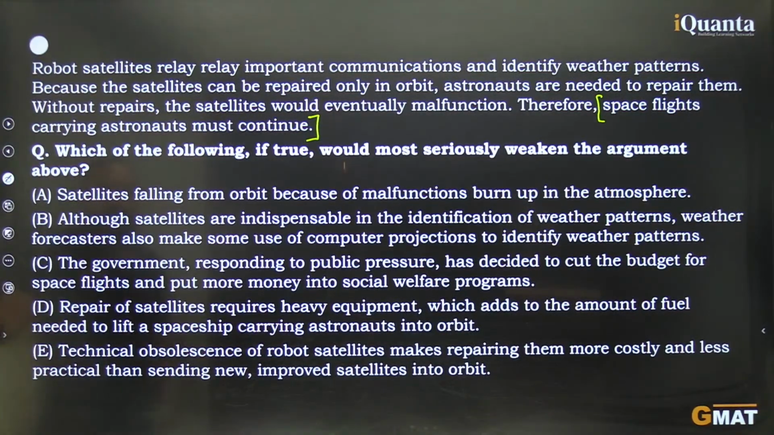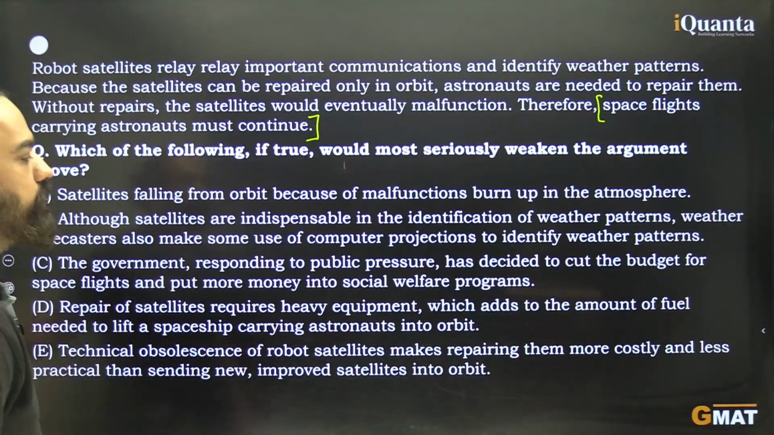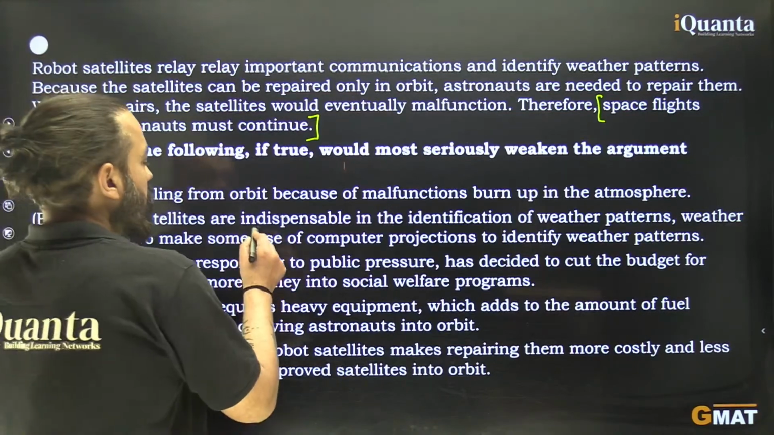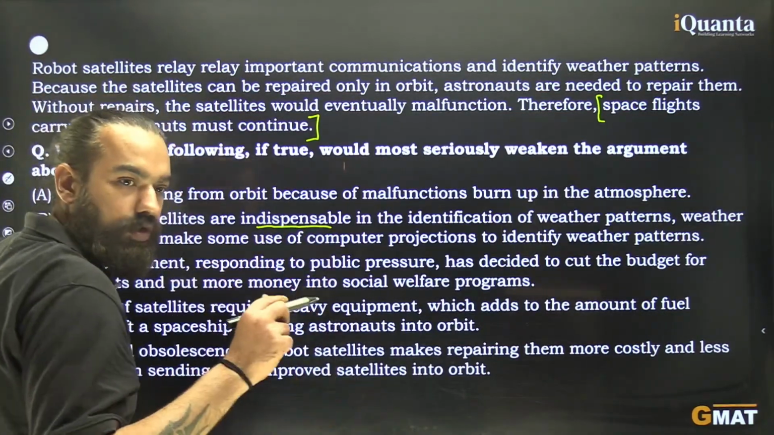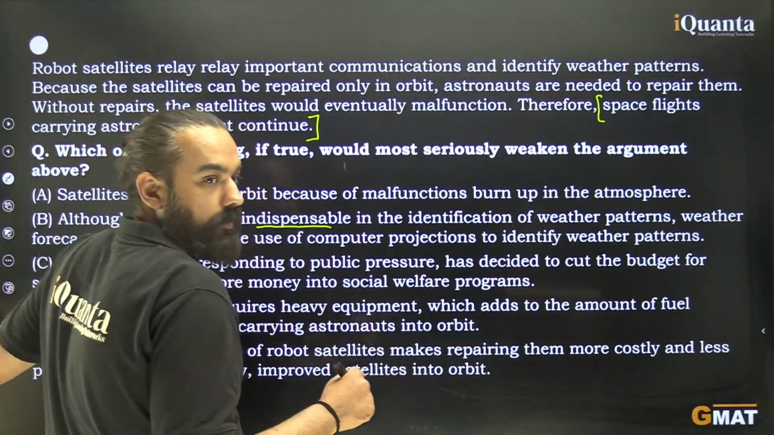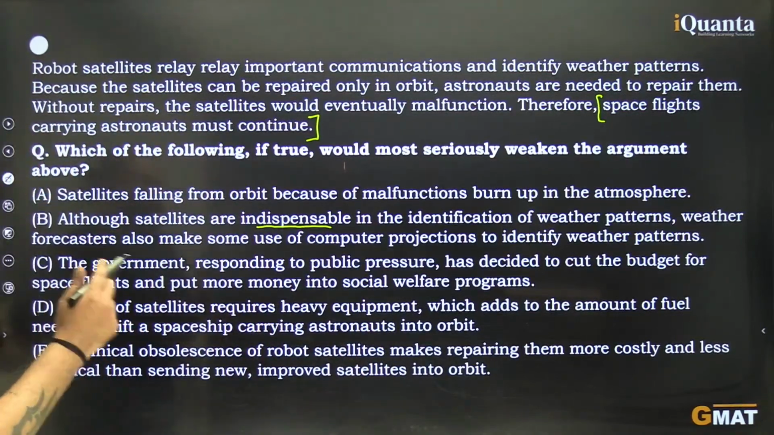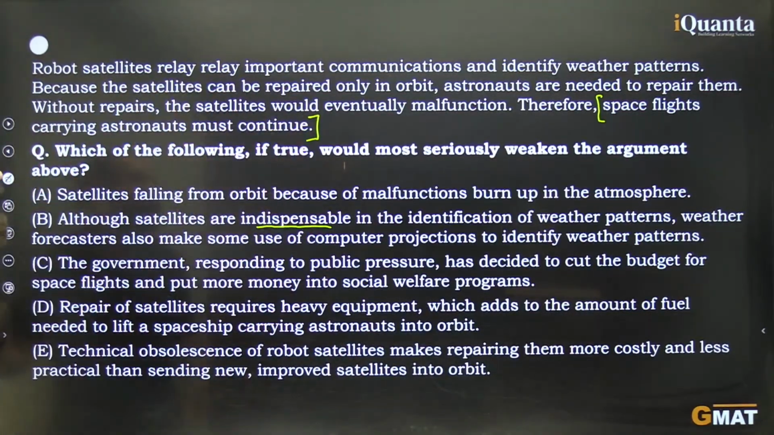B, although satellites are indispensable in the identification of weather patterns, weather forecasters also make some use of computer projections to identify weather reports. Okay, but mind you, they are indispensable. So we need those satellites no matter what. If we need those satellites, space flights need to continue. Again, not weakening the argument.